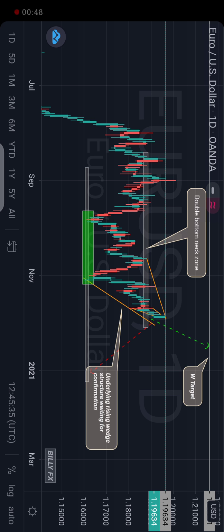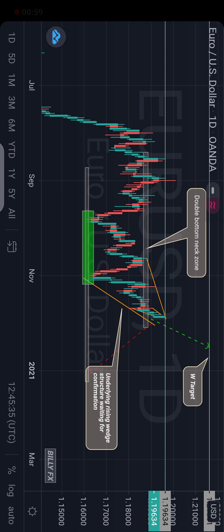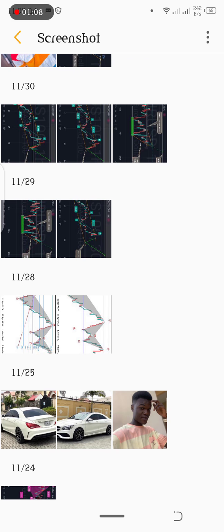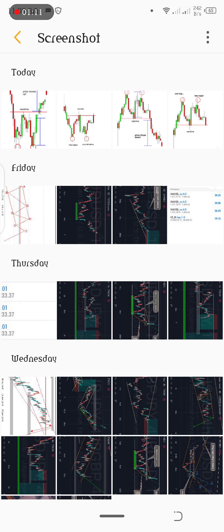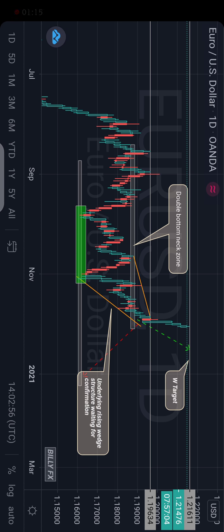So I was wondering why this market is not dropping. I tried to look at the higher time frames and I was able to catch this move in the market. This is a confirmed double bottom, and I was able to identify the new target, this W target, that the market is going to reach. And fortunately the market hit the W target. Can you see? The market definitely hit the W target. So this is a confirmed double bottom.